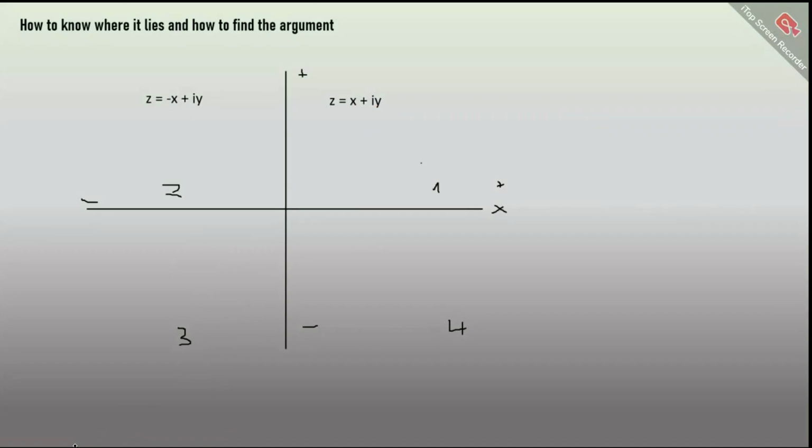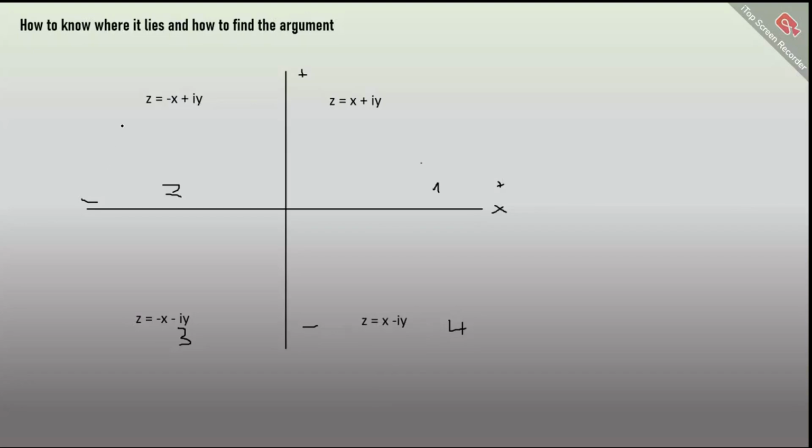Now the question is, how do you find theta, the argument? We're talking about the argument. What about in the third quadrant? How is it going to be? We know that both the real and the imaginary parts are going to be negative. In the last one, only the imaginary part was negative, and x was positive. This is what we're talking about.